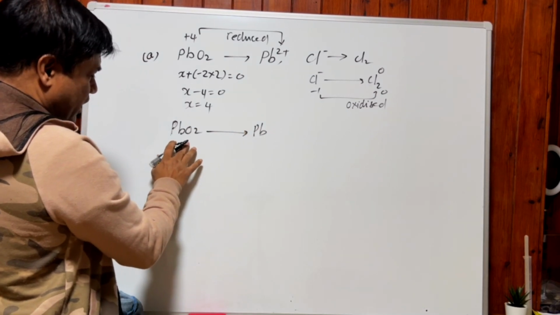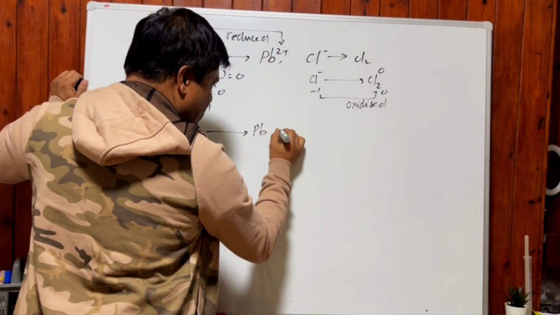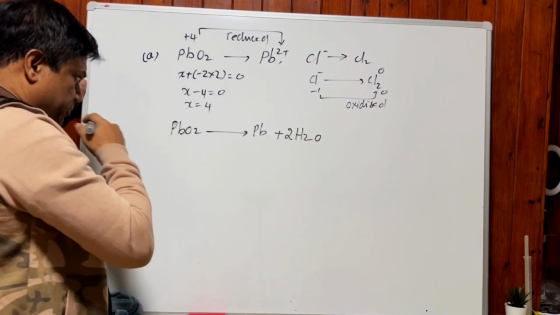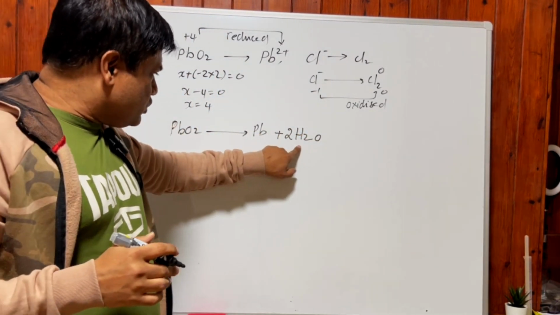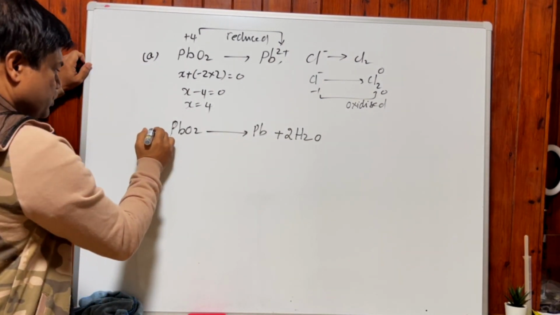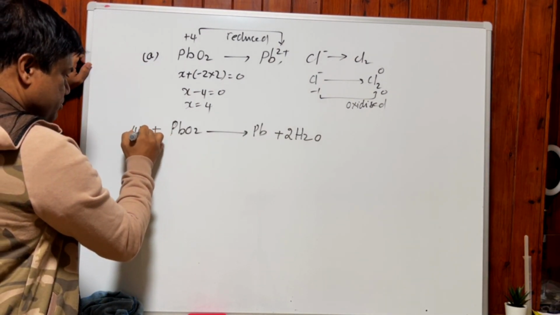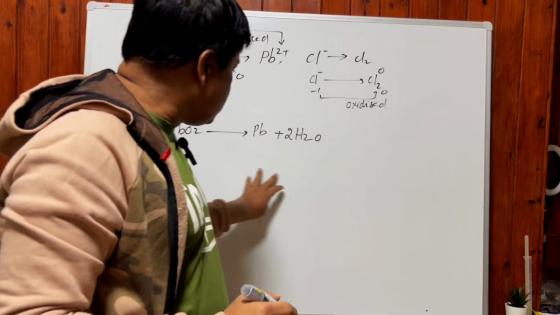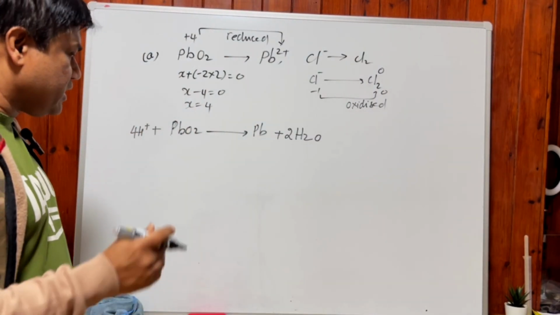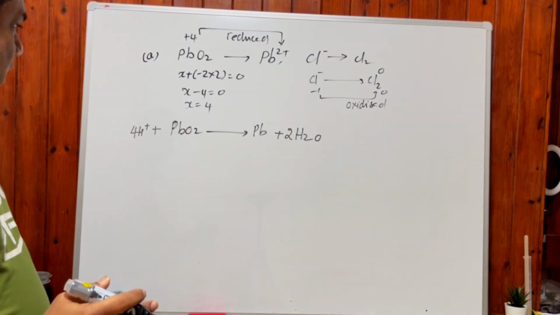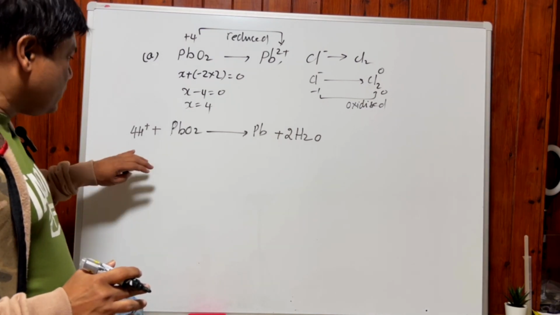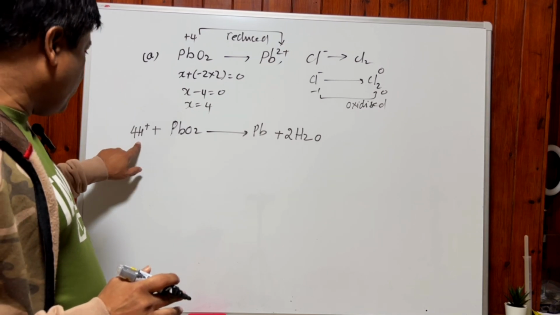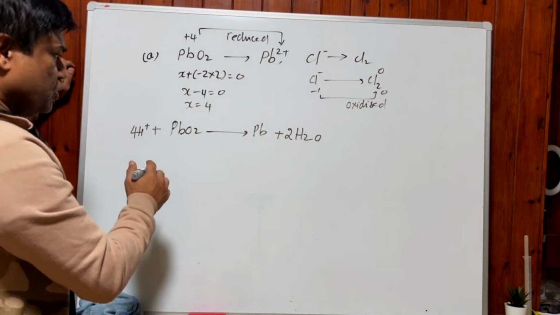How many oxygen extra here? 2 oxygen extra. I want to add 2H2O. How many hydrogen extra here? 4 hydrogen atoms. So add 4H plus. Now the important point is to balance the charges. That's the crux point of balancing the equation. All the charges are balanced by using electron. 4 positive charge, so I have to use 4 electron.